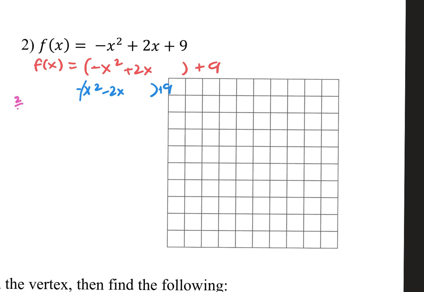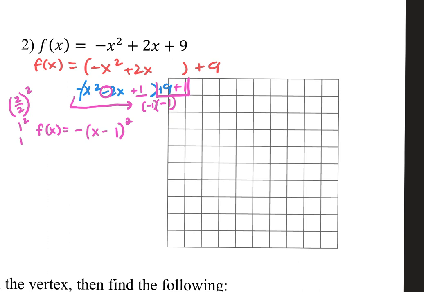Take the 2, divide it by 2, and square it. I get 1 squared, which is 1. Add the 1 here. Normally, we subtract the 1 from the 9, but I have to multiply by the negative 1 on the front, which now changes this to add 1. So I get f of x equals negative x, so I square rooted the x squared, I'm going to square root the 1. I take the sign from the middle, which is negative, put it in parentheses and square it. And then positive 9 plus 1 is positive 10. Here's the standard form of my equation.